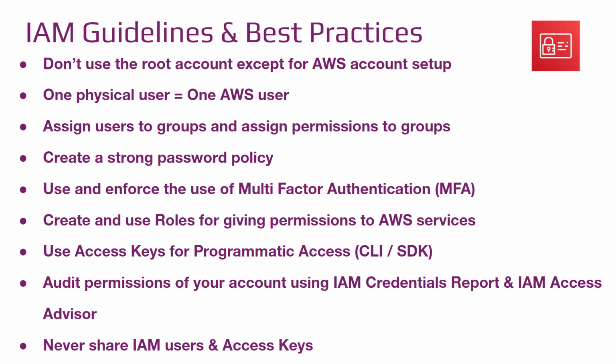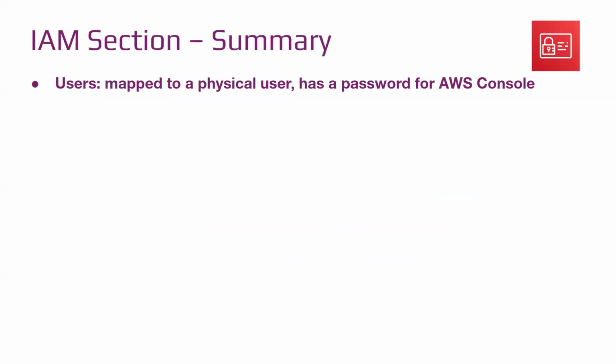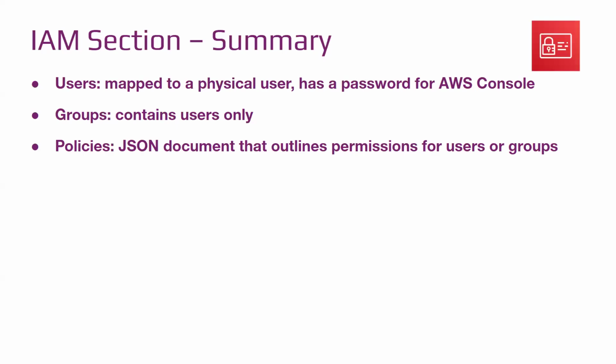Never share IAM users and access keys. You should not share the IAM user credentials or the access keys and secret keys. Summary: users map to physical users and have a password for the AWS console. The physical user is nothing but an IAM user having the password to log into the AWS console. Groups contain users only. We can attach policies to groups. Policies are JSON documents that outline the permissions for users and groups.